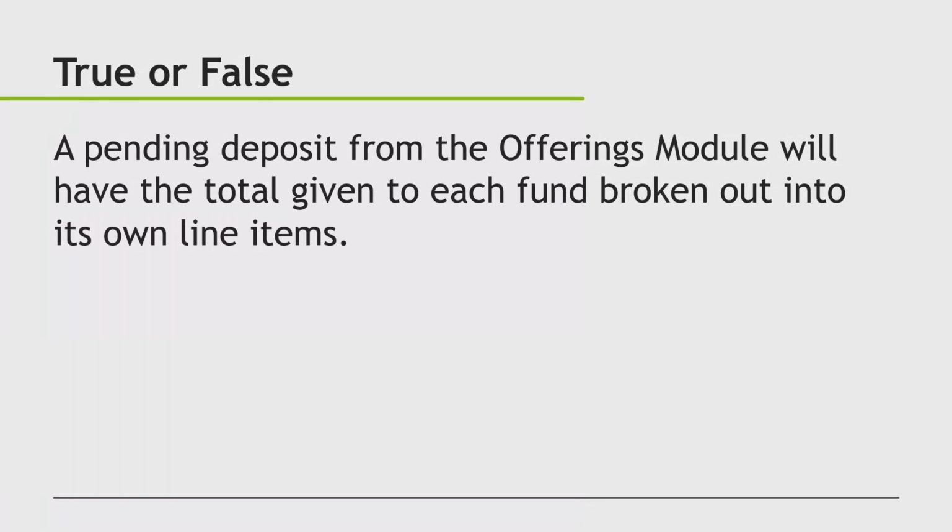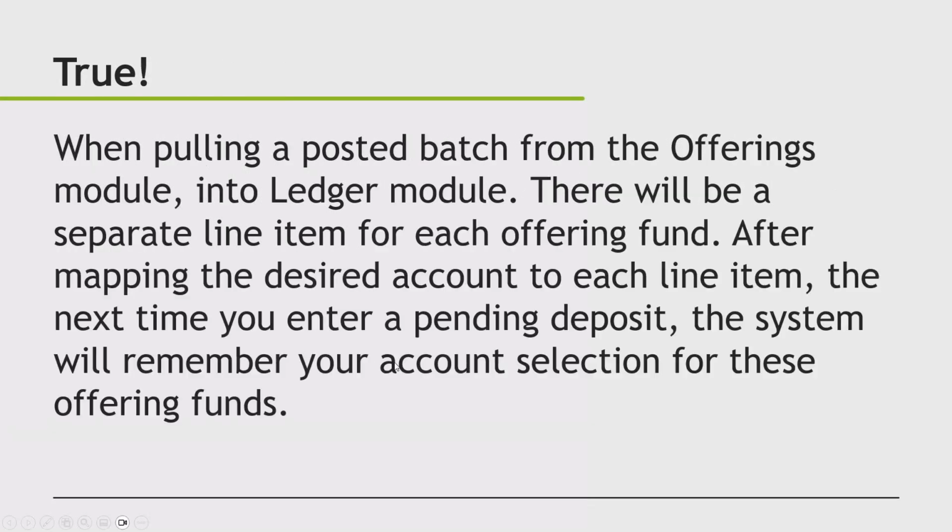Looks like people are responding quite a bit. Great. Oh, wow. It's like most everyone has responded here. I'm going to go ahead and close the poll then. And we had a unanimous answer. Everyone said true, and you're exactly right. When pulling a posted batch from the offerings module into the ledger module, there will be a separate line item for each offering fund. After mapping the desired account to each line item, the next time you enter a pending deposit, the system will remember your account selection for these offerings funds. So again, as time goes on, this gets easier and easier.